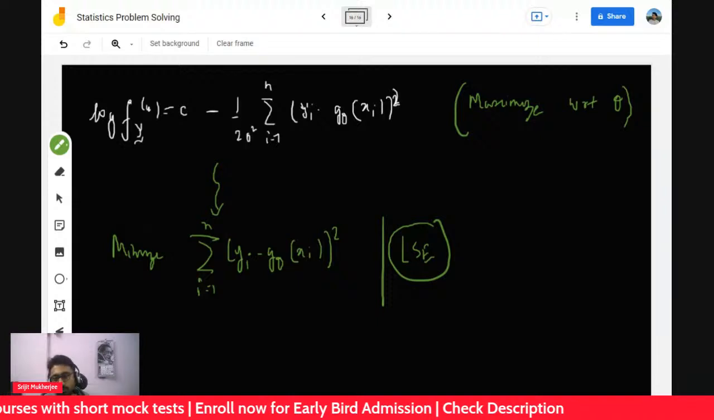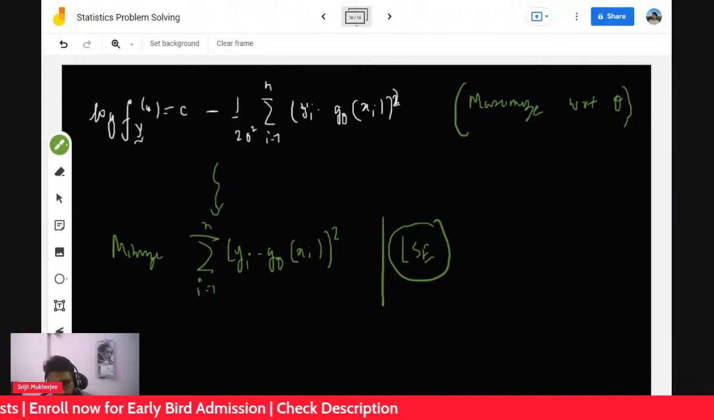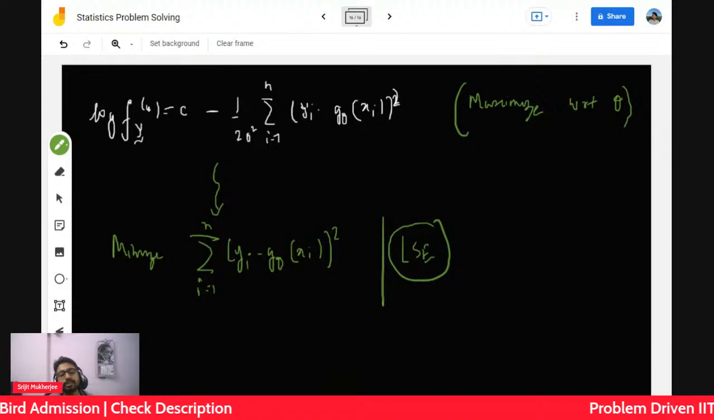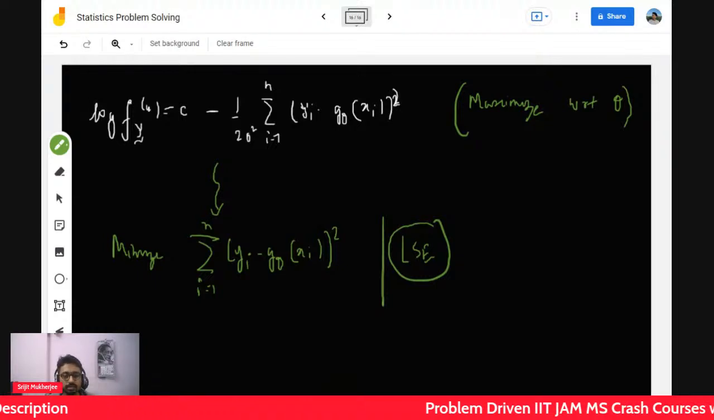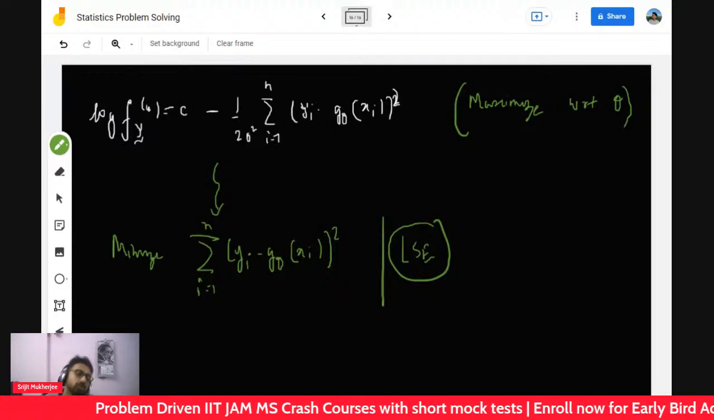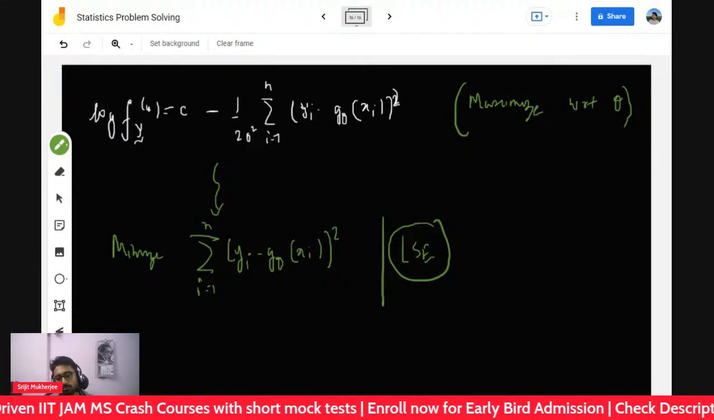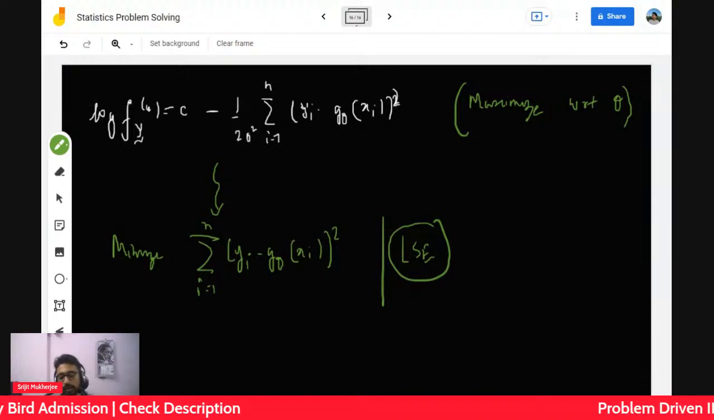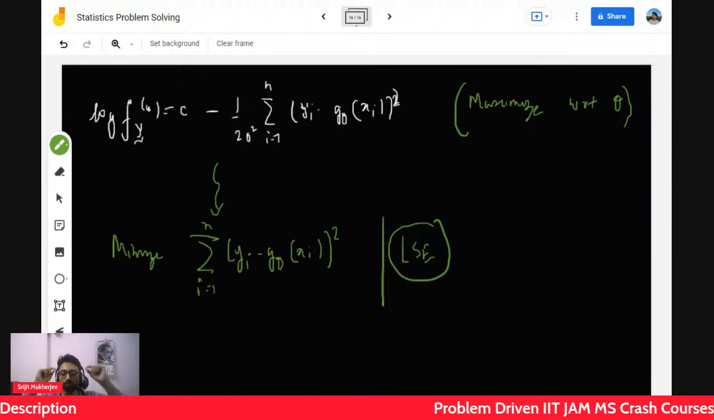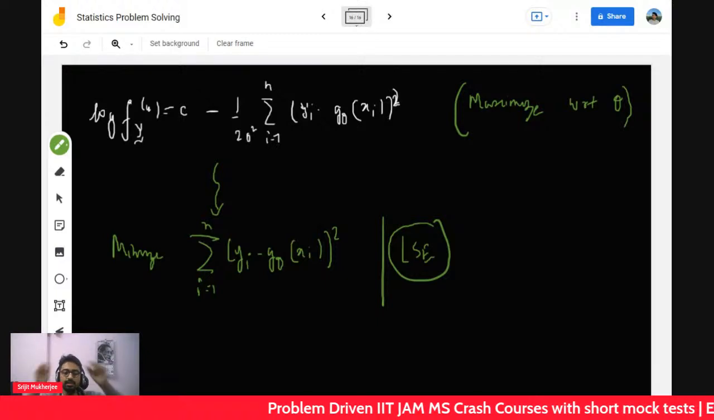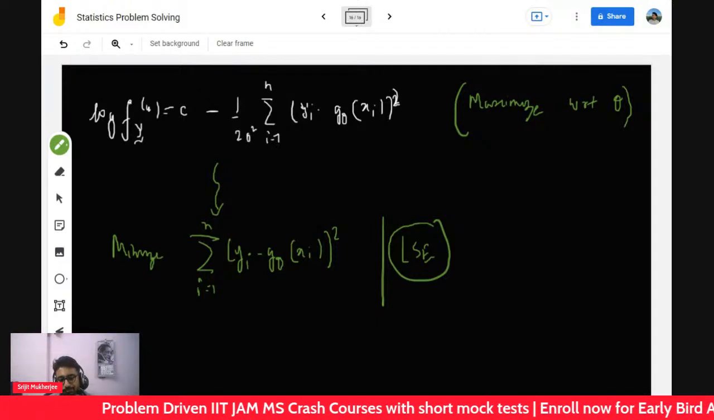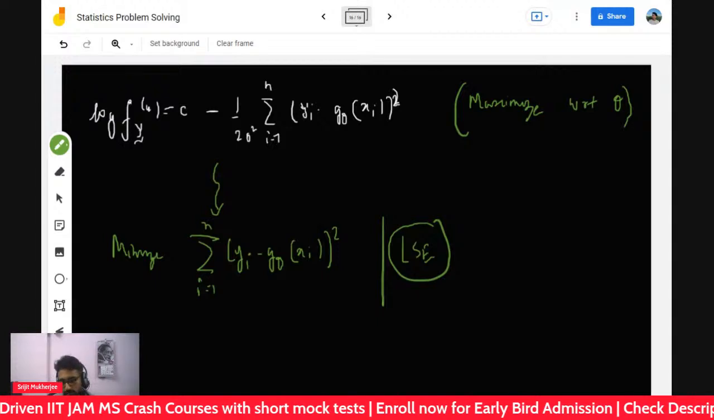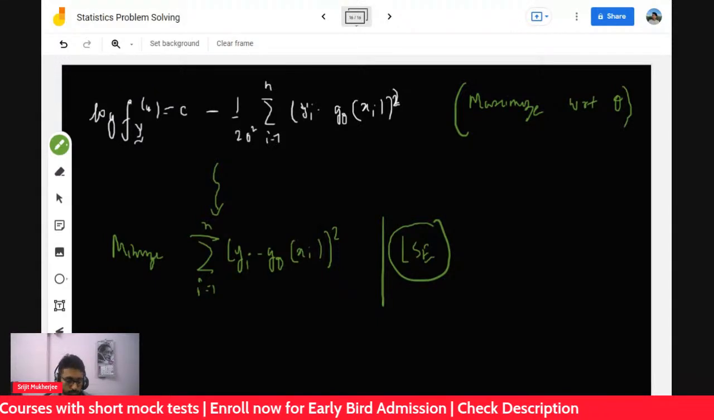Do you want to know the connection that method of moments and MLE are in some sense the same thing? That's why many of the results come so close. Do you want to know the relationship between method of moments and MLE? This is not in the syllabus, so I am asking. They are actually the same thing in some sense. Do you want to know that today? Because if you don't know it today, I will not tell you now.